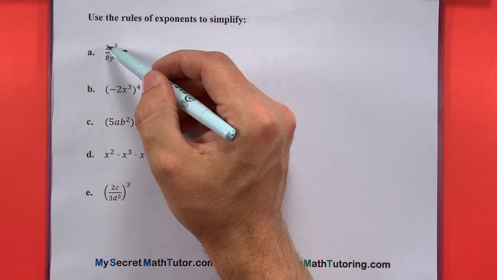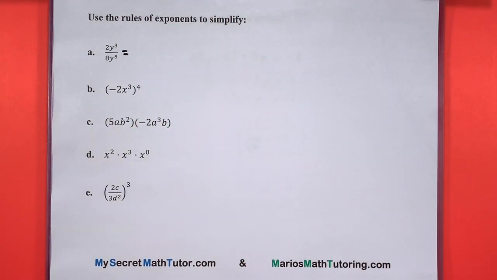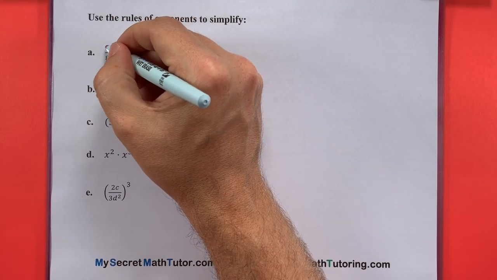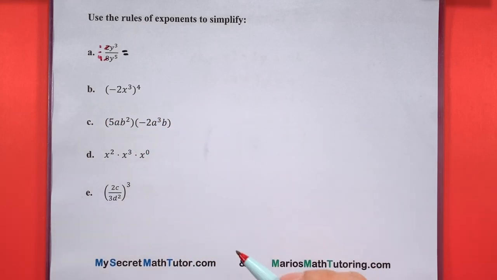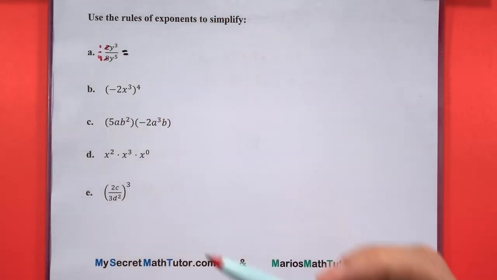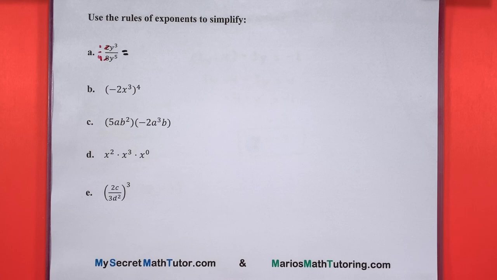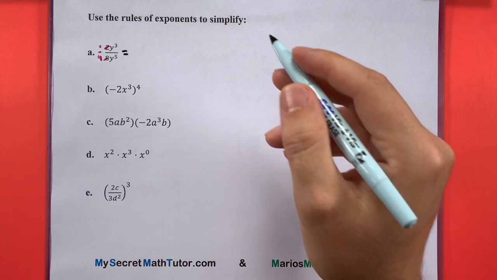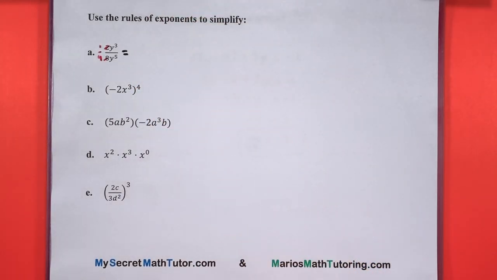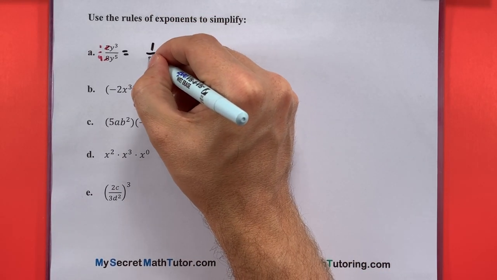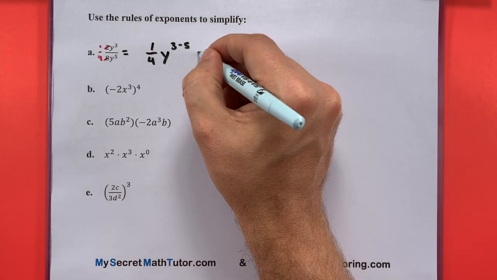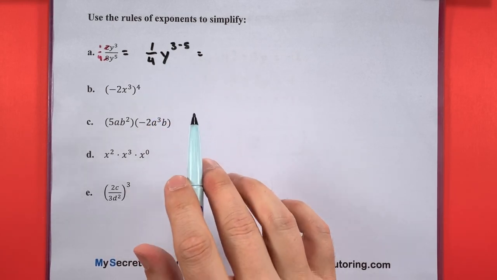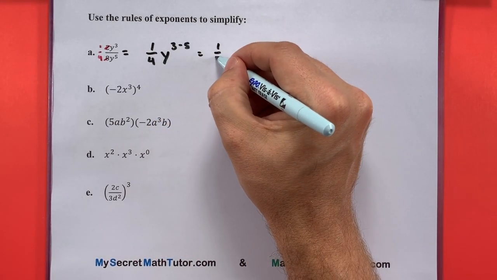All right, so when I'm looking at the first one here at the top, the thing that really strikes out at me is this 2 and the 8. I can reduce those. 2 goes into 8 4 times. So that first part's really just going to be a 1/4. For our rules of exponents on the second piece, I can see that I have a y in the top and a y in the bottom, so I can subtract their exponents. So let's go ahead and write this as 1/4. So that's the first piece right there. And I'll say y of 3 minus 5. So there's where I'm using that rule, subtracting the exponents.